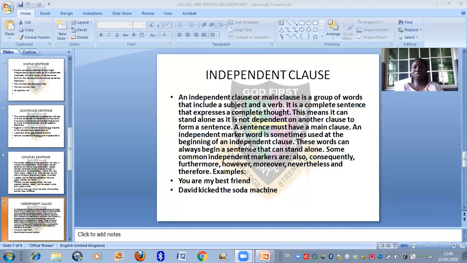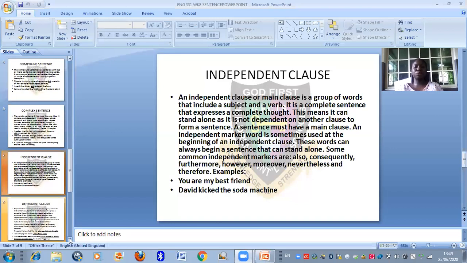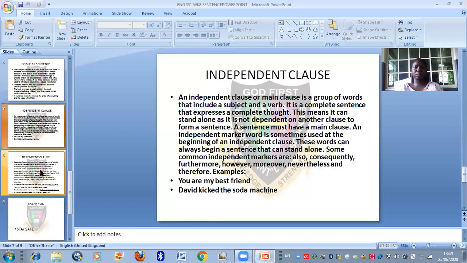So in your notes, there are other examples whereby some independent clauses were introduced with marker words, and some other examples were also given on independent clauses. So please take your time to run through the notes.